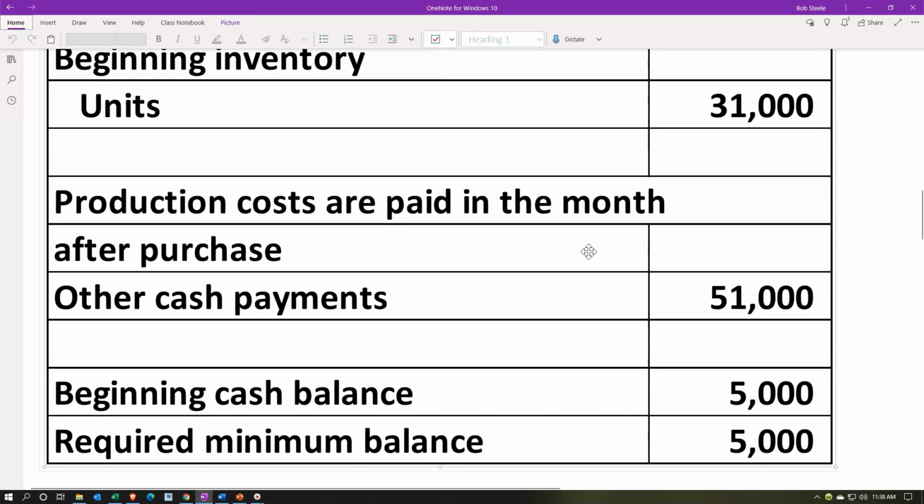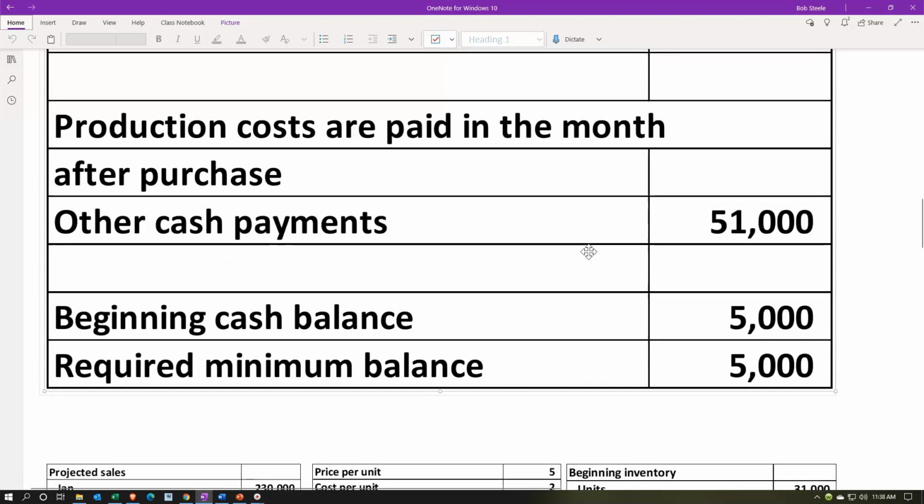The production costs are paid in the month after purchases. So the same thing, in other words, as with accounts payable. When we have the production costs, we're going to incur, say, the materials when we buy them on account, going through accounts payable. We then pay them the following month. So the cash flows out in the following month. Other cash payments are going to be 51,000.